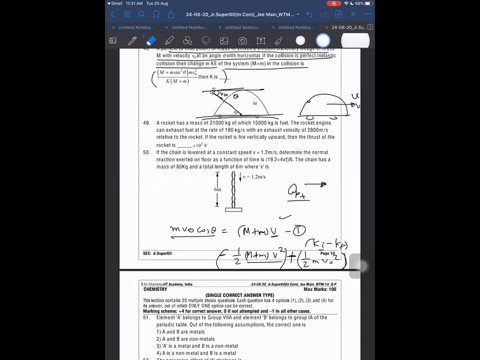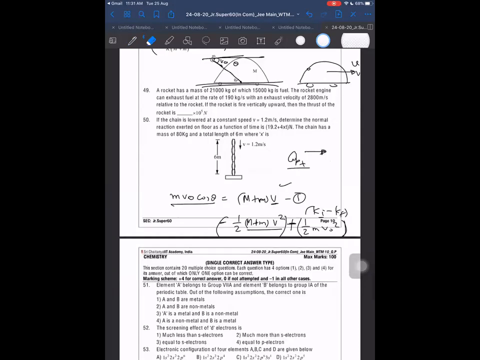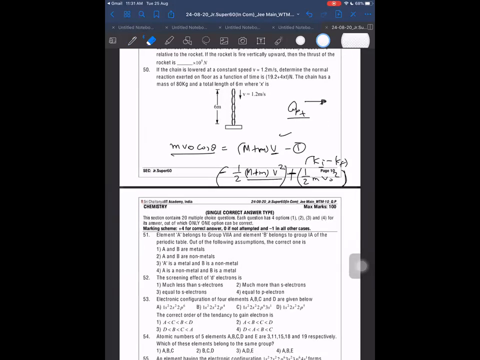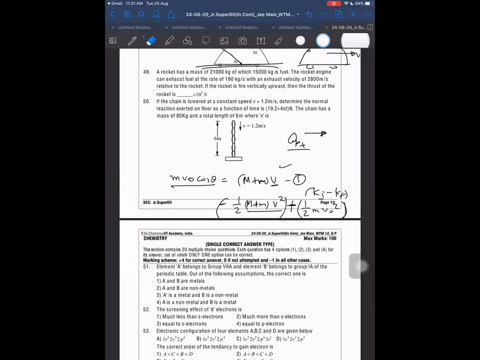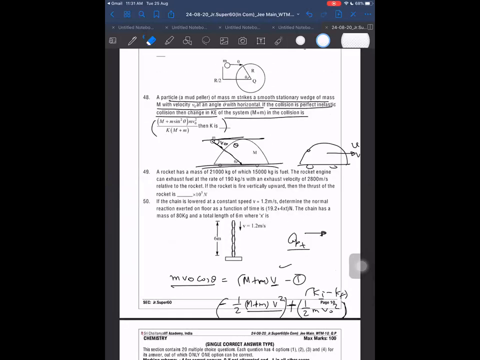Check once whether we are getting the answer or not. We will get it, sir. Next up is 50, sir, 49, sir. They gave 49. Once do the calculations. Okay, let me check once.